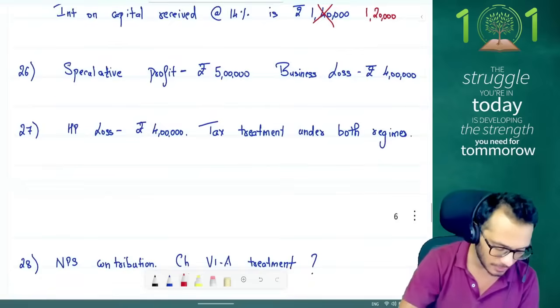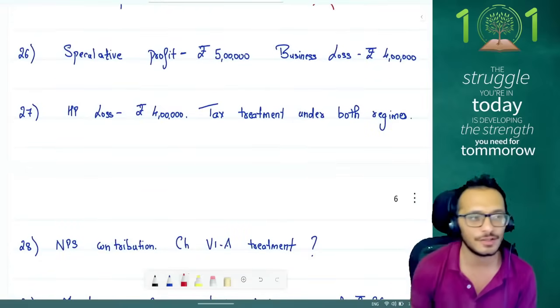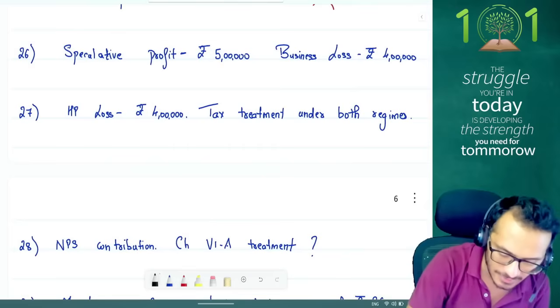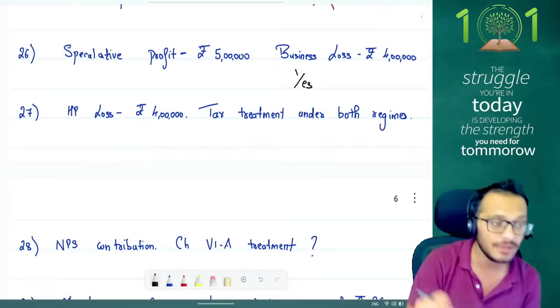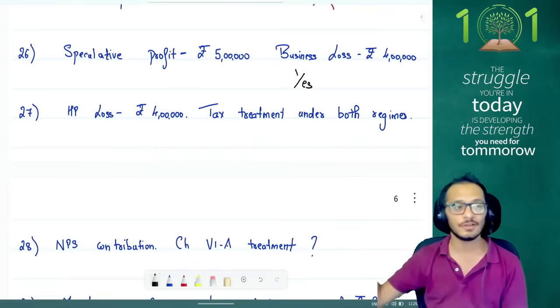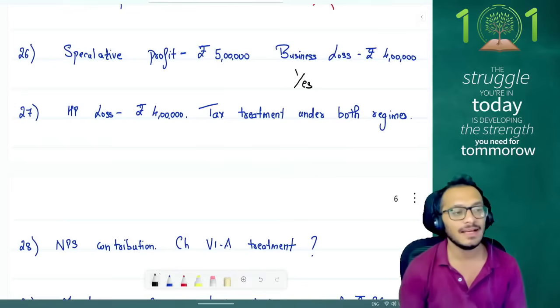Yes, last four adjustments. Speculative profit is 5 lakh, business loss is 4 lakhs. Question is, can you set off business loss against speculative profit? Answer is yes. Restriction is only from speculative loss to business profit. No restriction from business loss to speculative profit. Completely permitted.